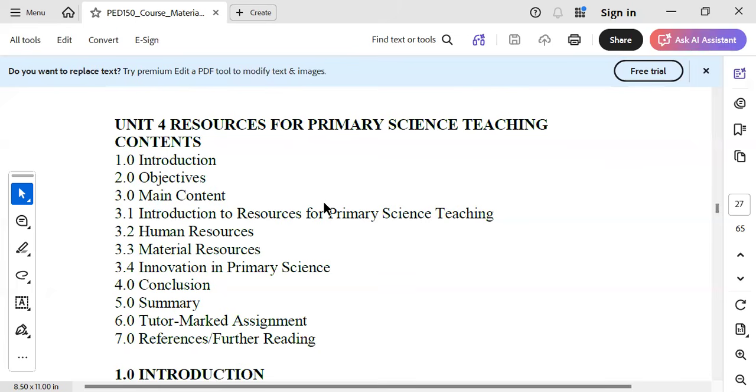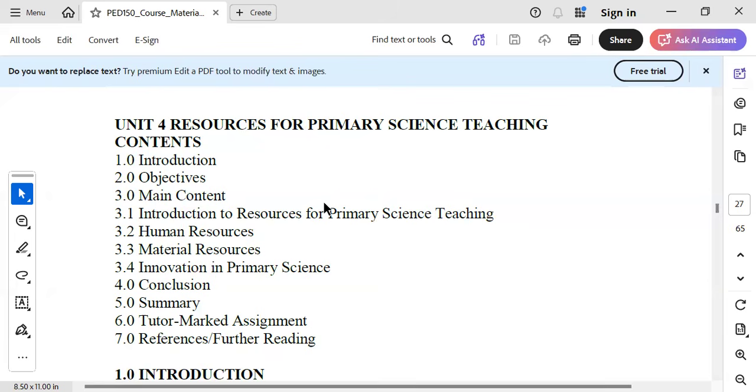So in the next class, we'll move to Unit 4. And in that class, we'll talk about resources for primary science teaching. They are arranging this in an orderly manner. If you want to teach primary science, you must first know what primary science is. We dealt with that. Then they move to the styles of teaching primary science. You must know the method that is suitable for each topic that you encounter in teaching science. So that was how we treated the methods of teaching primary science, and you've done that successfully.